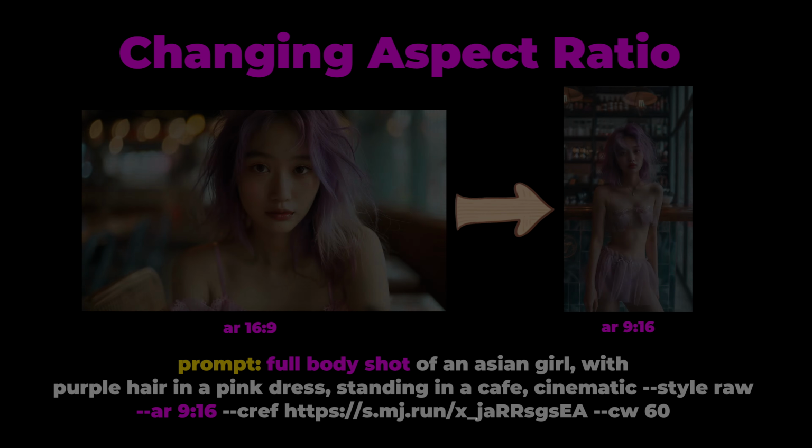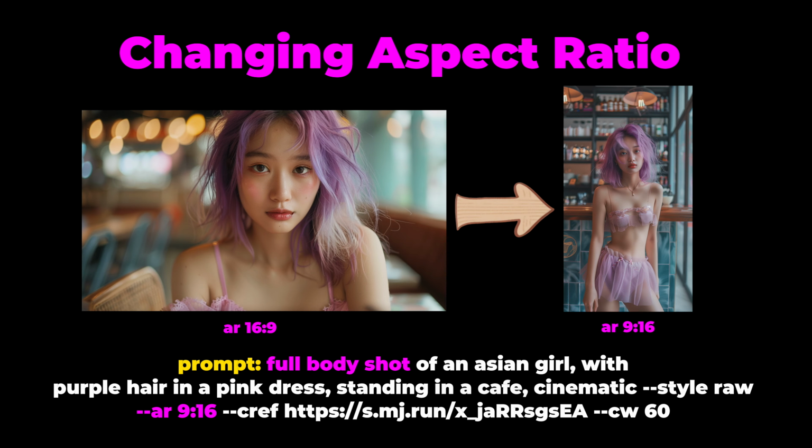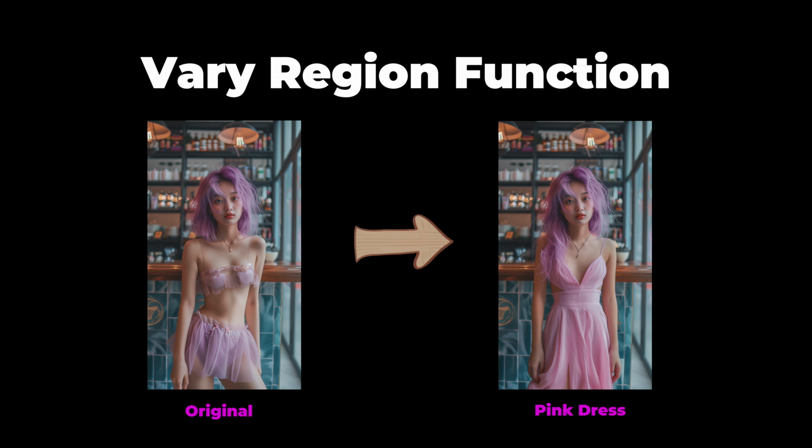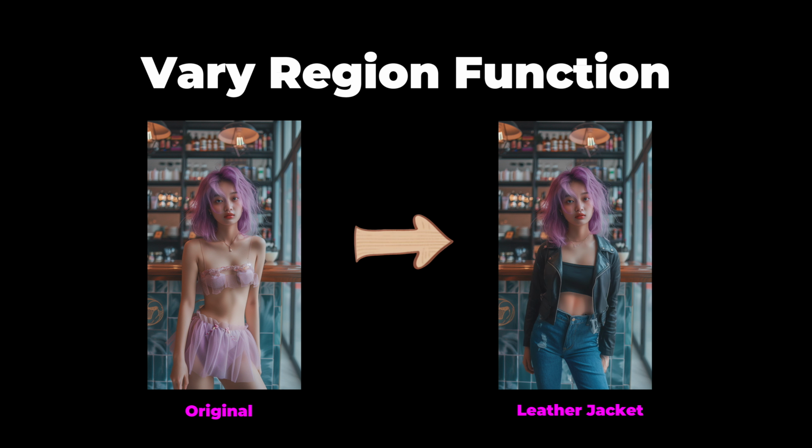We could also get her into a full body shot instead and change the aspect ratio. But as the initial photo didn't show the rest of her body, the outfit may not exactly be wearing a pink dress like what we wanted. Not to worry, in this case, besides just changing the prompts, we could actually use the vary region function to change her outfit. And this is effective in allowing you to change parts of the photo while keeping the rest of the photo the same.